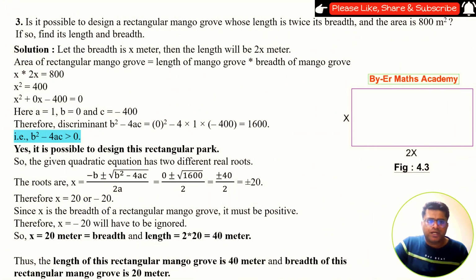Now student, this is your problem number 3. In problem number 3, it is saying: is it possible to design a rectangular mango grove whose length is twice its breadth and the area is 800 meter square? If so, find its length and breadth.